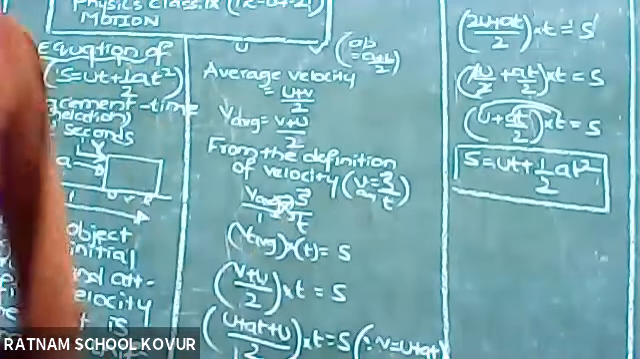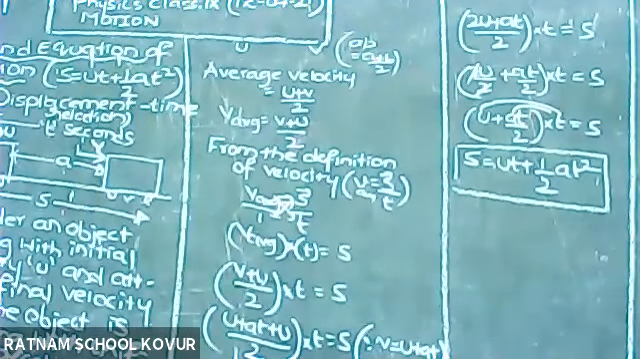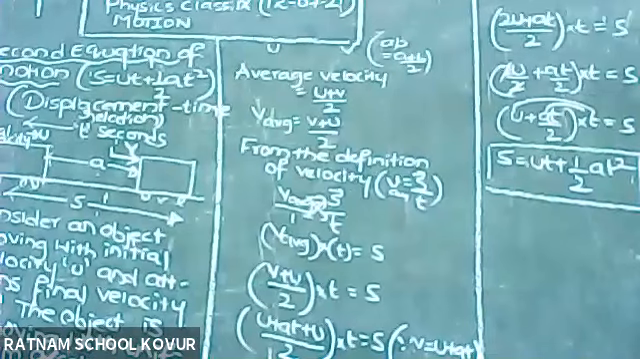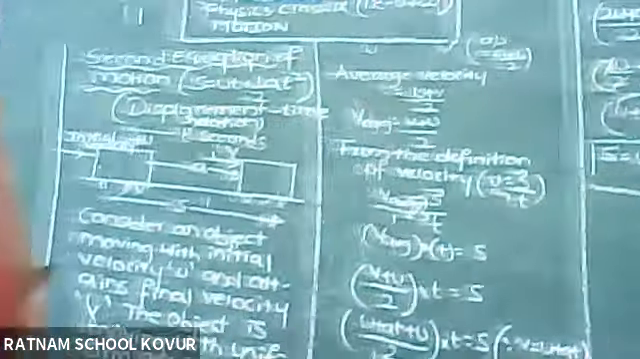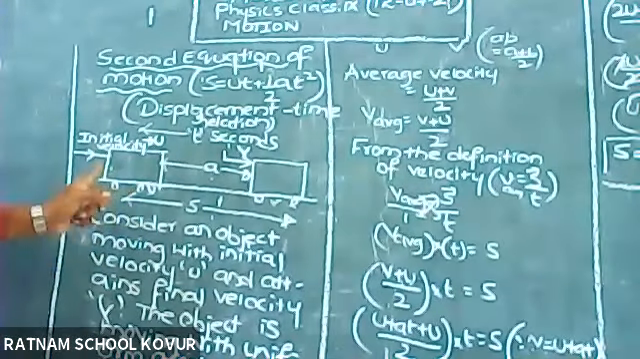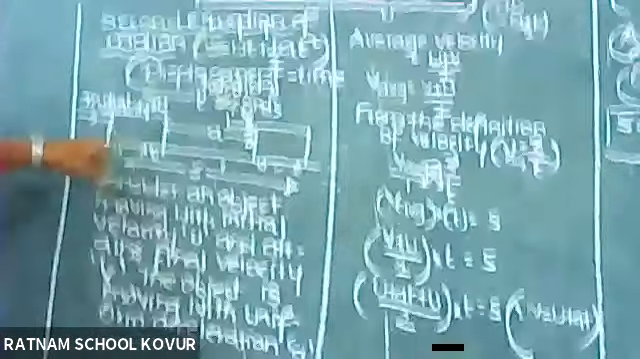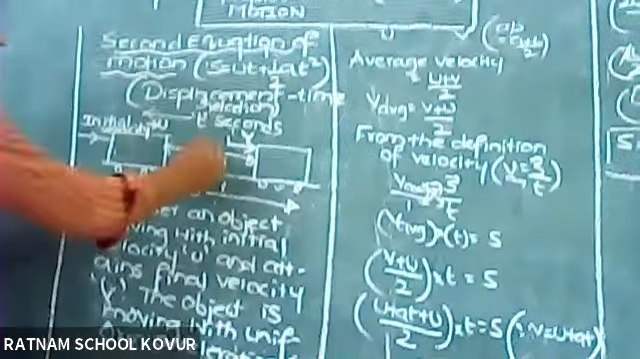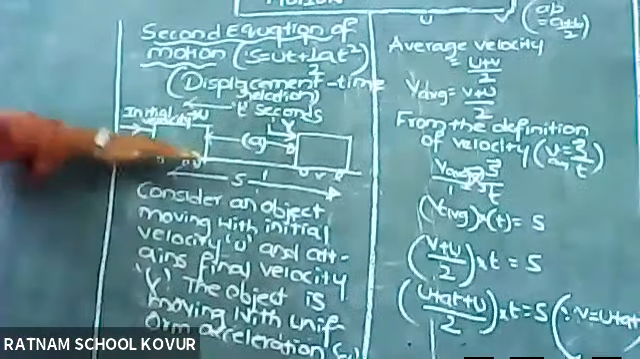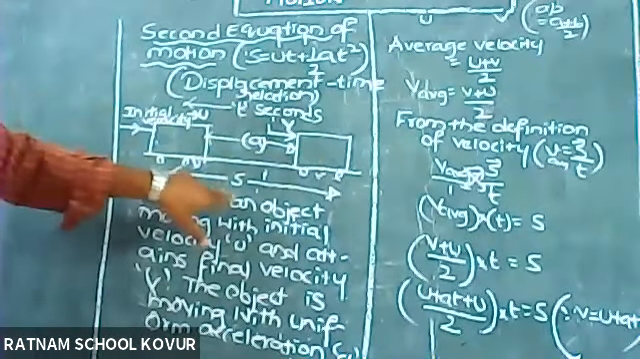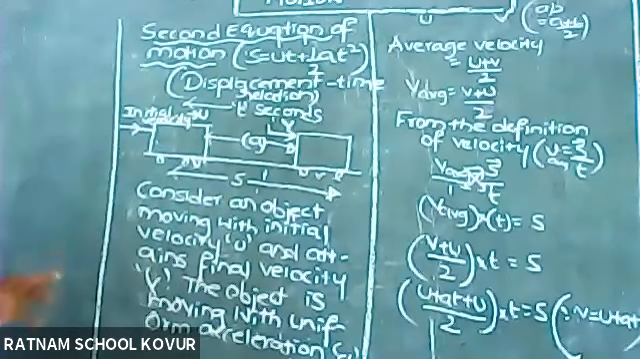Let me once again revise whatever I have said. We have considered an object moving with initial velocity u, moving with uniform acceleration a, and it has taken time t, and it has traveled distance or displacement s.